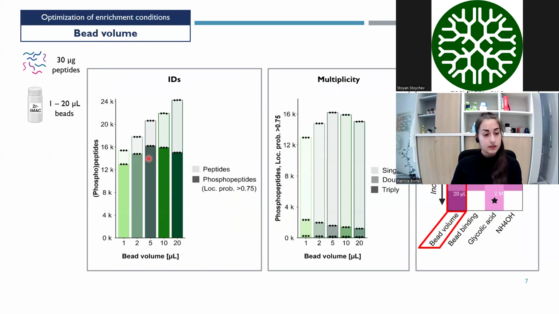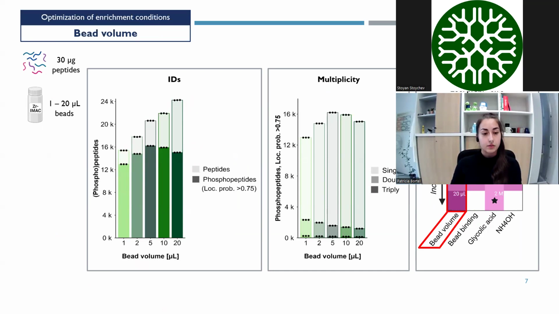When we increased the bead volume even further, we saw that the phosphopeptide IDs started to decrease again. And in contrast, the non-phosphorylated peptides started to get enriched. And when we decreased the bead volume, the phosphopeptide IDs dropped, but also the enrichment efficiency, so the ratio of the peptides to the phosphopeptides, got better.